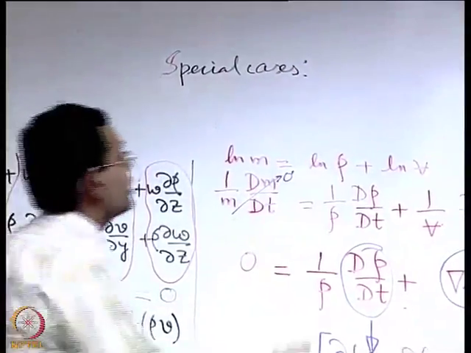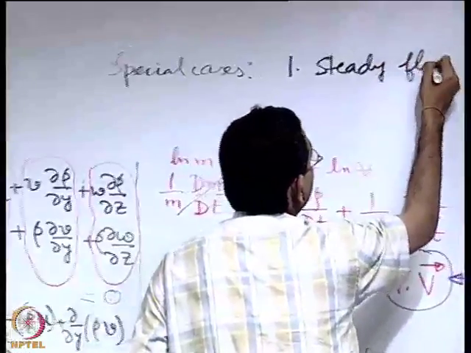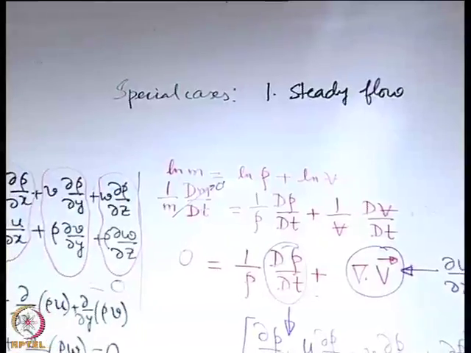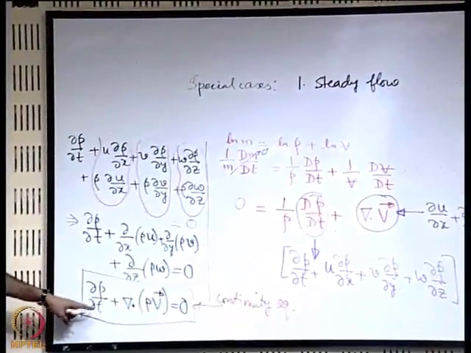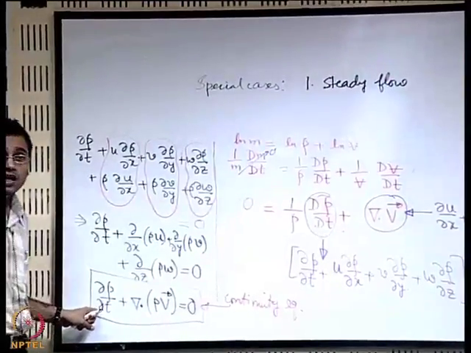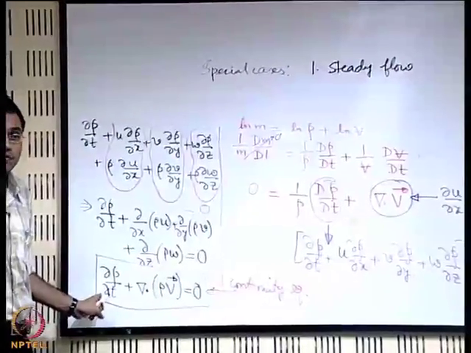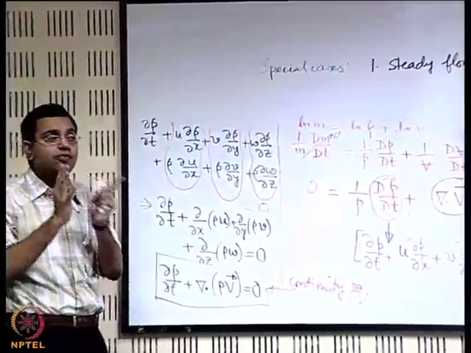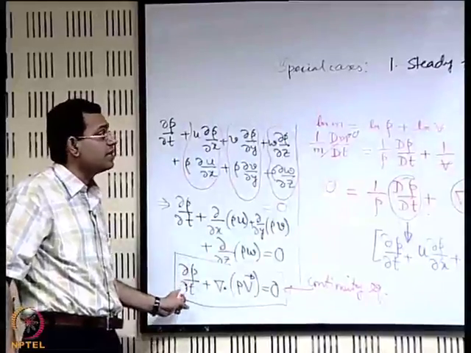The first special case we consider is steady flow. So, when you consider a steady flow, how does this equation get simplified? Steady flow means the first term, so remember what is the definition of steady? At a given position, any fluid property will not change with time. That is why the partial derivative with respect to time, that means keeping the position frozen, you are trying to find out the change in density with respect to time. That is 0 if it is a steady flow.